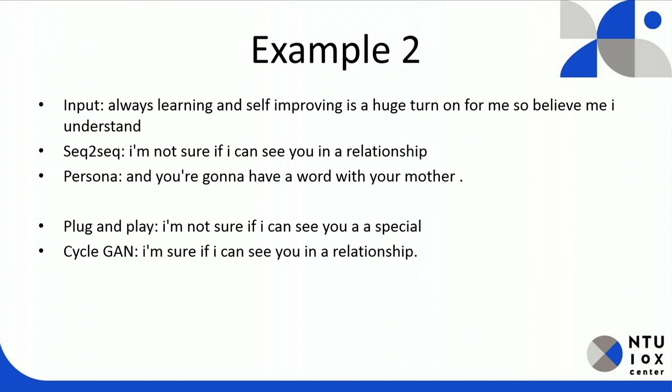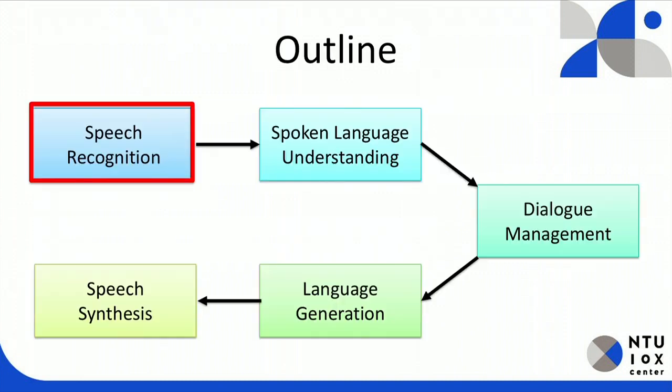And for the persona-based approach, it says, have a word with your mother. This is completely ridiculous, completely random. I don't know why it outputs in this way. And the output of reinforcement learning is, I love you so much. So the user will be very happy with this response. So this is basically what I want to share with you for natural language generation. Then I'm going to talk about speech recognition.